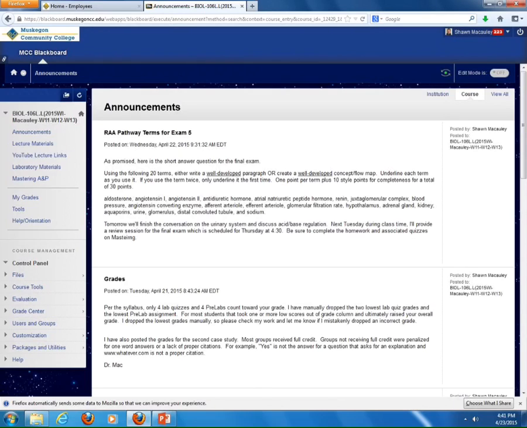So the 20 terms, including aldosterone, angiotensin 1 and 2, ADH, ANP, renin, the juxtaglomerular complex, that whole story of regulation of urine flow and blood pressure and some of the hormones involved. So what you want to do is, there's 20 terms there. Make sure as you use them, either in a well-developed paragraph or in a well-developed flow chart, that it all makes sense, that there's connection words.